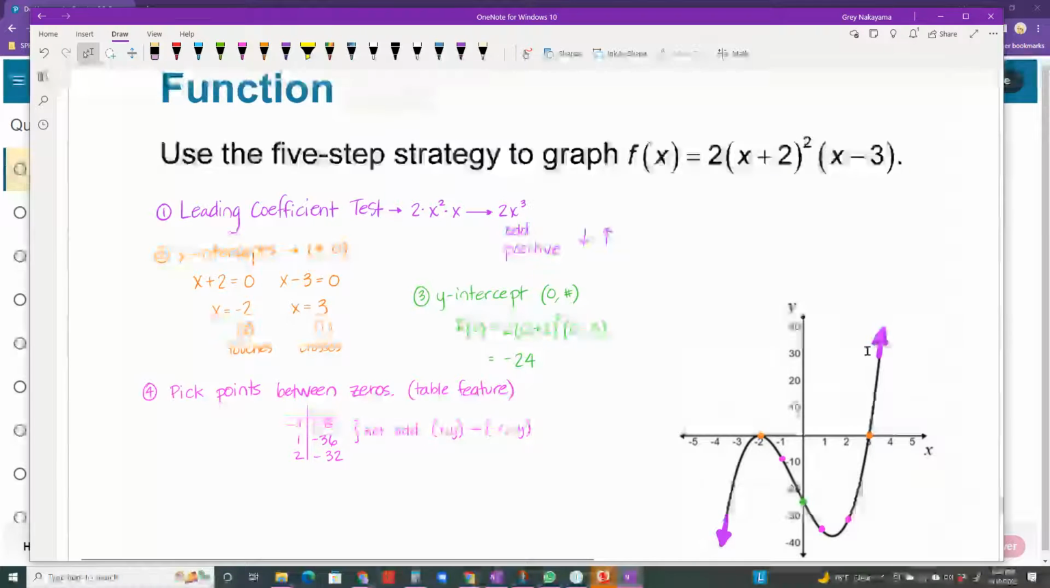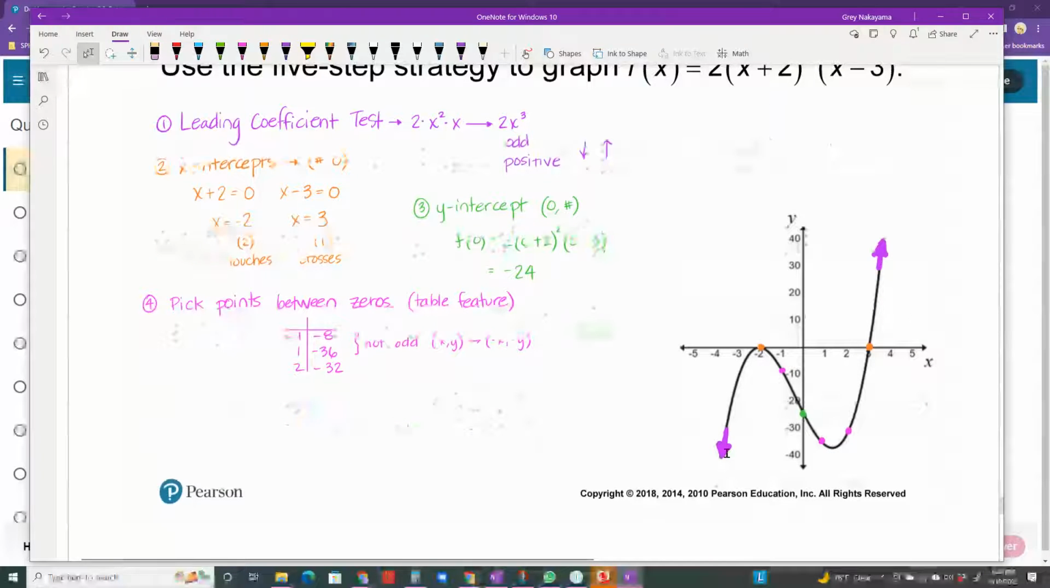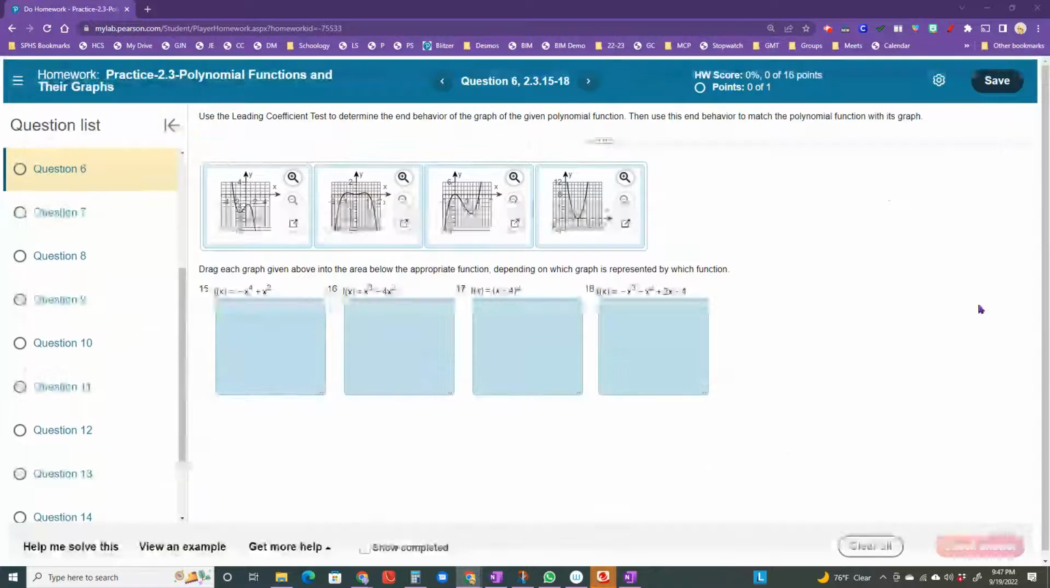And this is the graph all put together. My arrows down and then up, my x-intercepts, my y-intercept, and then the other points on my graph from my table. Okay, the last thing I want to do is some examples in MyLab Math, so you don't have any trouble and you'll see how nice it is to use MyLab Math. This first example: use the leading coefficient test to determine the end behavior of the graph of the given polynomial function.